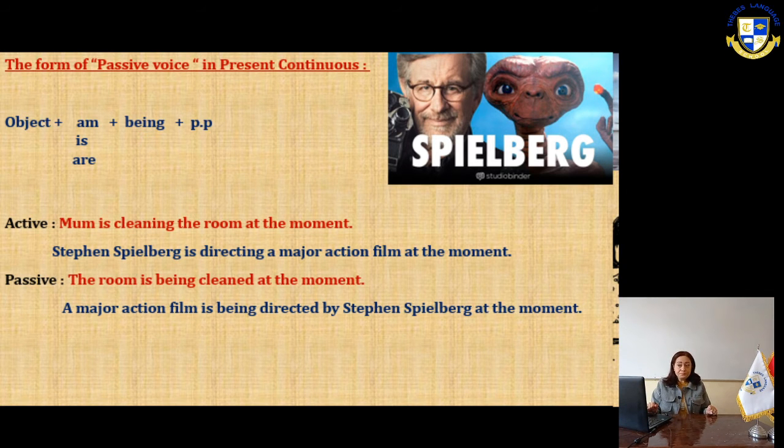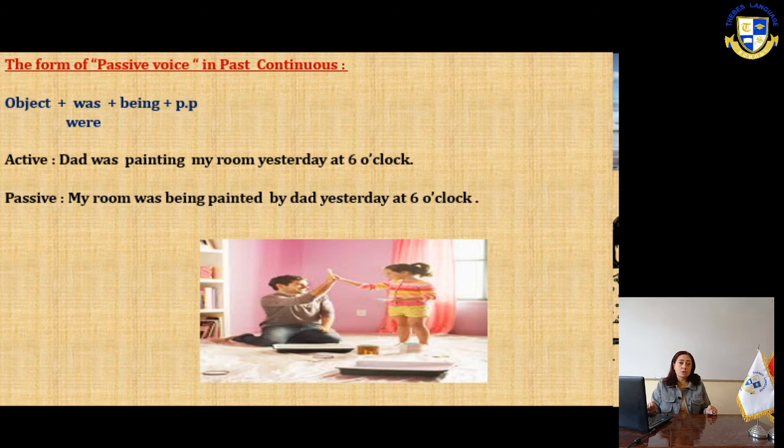Slide 7. The form of passive voice in the past continuous. Object, was or were, being, because it's continuous, so we have to use being, plus past participle. Dad was painting my room yesterday at 6 o'clock. Dad is the subject, was painting is the verb in the past continuous, my room is the object. Begin with the object, my room, then the verb to be in the past continuous, which is was, being.